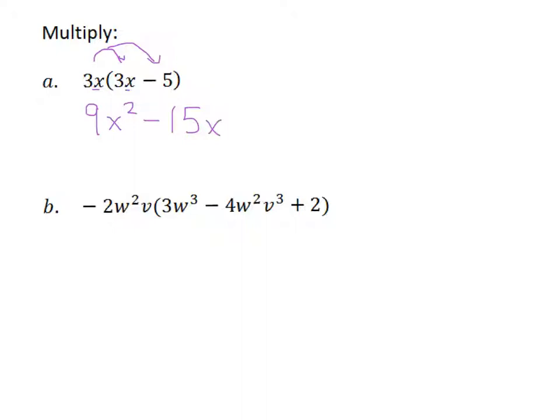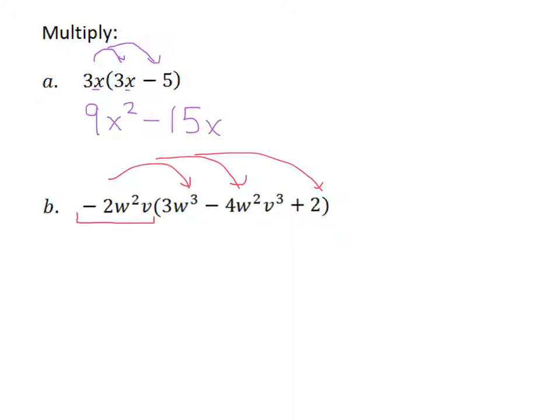Now, part B is a little bit more difficult, so what we're going to do is we are going to take negative 2w squared v, and we're going to distribute that into this to all three things. This one over here is a trinomial, right? Because it has 1, 2, 3 terms. Now let's distribute into this polynomial.